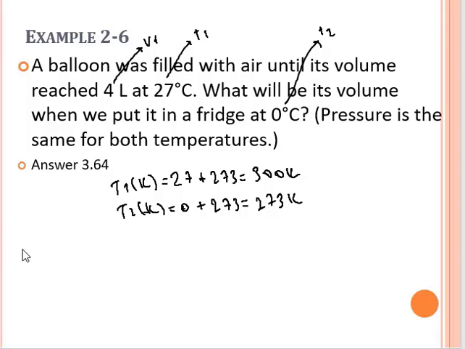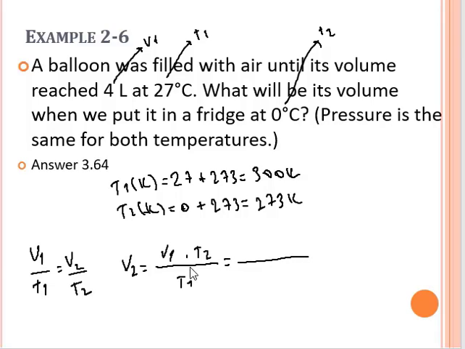And we can write the relationship here: V1 over T1 is equal to V2 over T2. From here we need to calculate V2. V2 is equal to V1 times T2 over T1. V1 is 4 liters times T2 is 273 Kelvin over T1 is 300 Kelvin. Kelvins simplify each other. The answer is 3.64 liter.